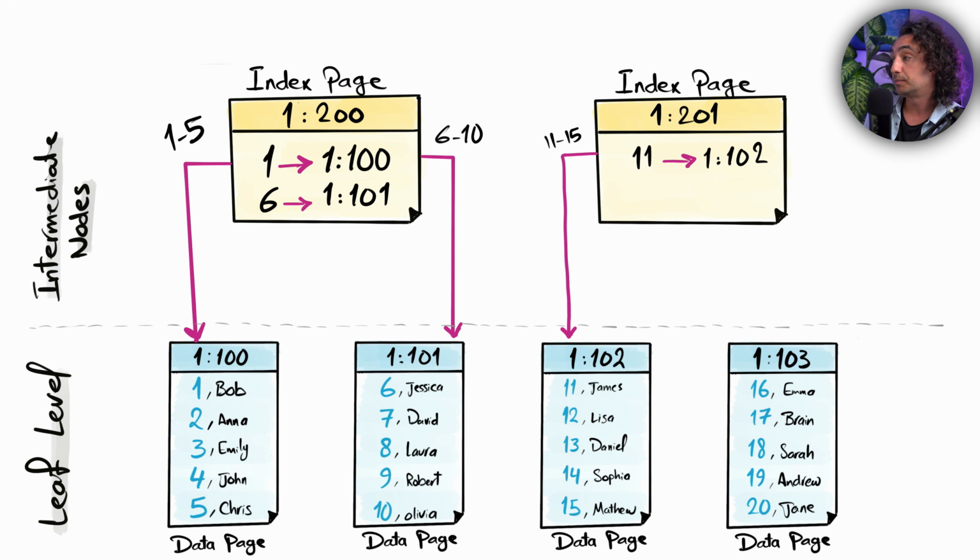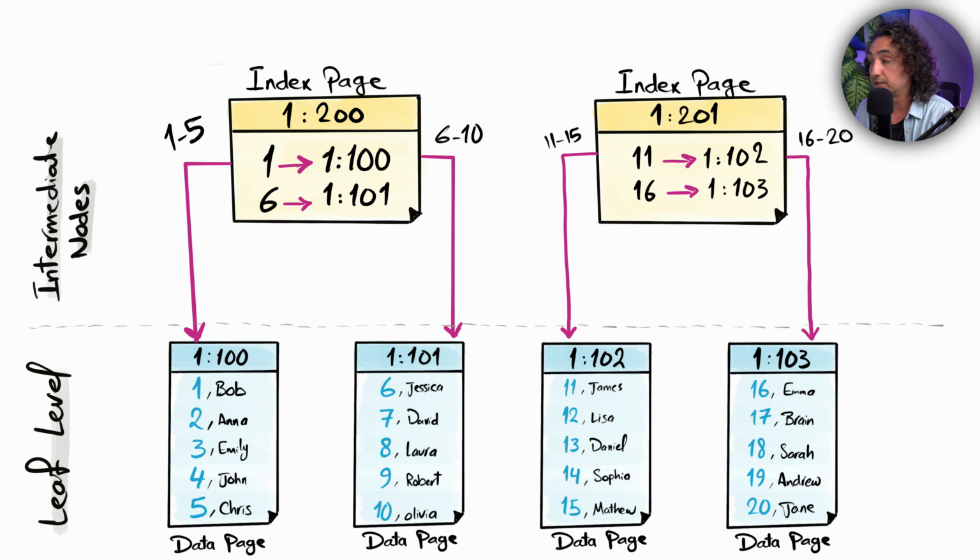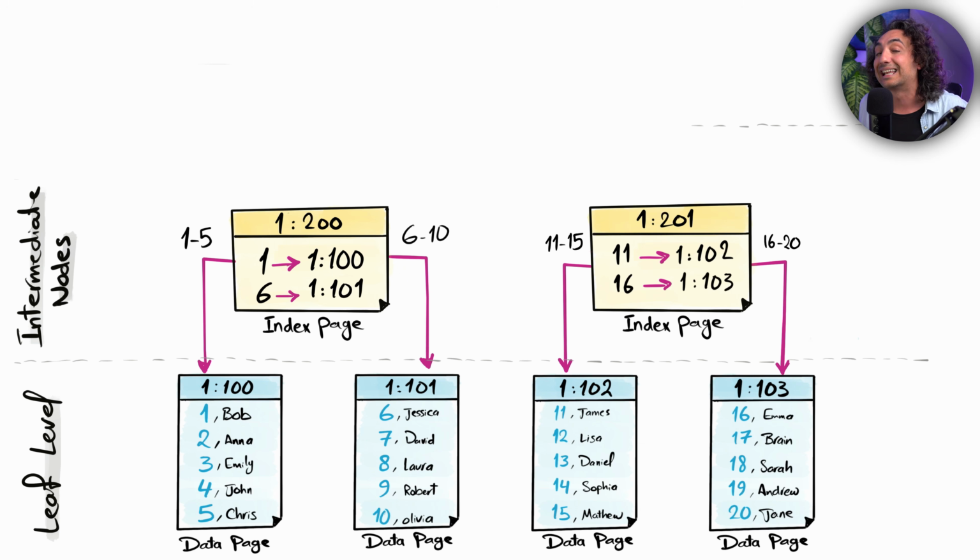And for the last group between 16 and 20, we have another pointer to the last page, to the page number 100.103. So as you can see, inside those index pages we have a pointer for each group of IDs, for each cluster. For the group of customers between 1 and 5, we have one pointer. And for the second group between 6 and 10, we have another pointer. So that means we don't have a pointer for each row. We have a pointer for each group, for each cluster. That's why we call it a clustered index.